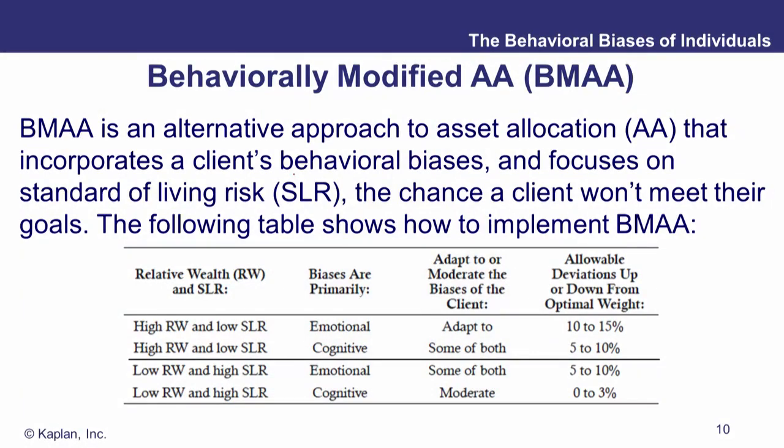Now, we already know, folks, don't we, that if the biases that your client is exhibiting are cognitive, you should try and educate them and moderate them. And if the biases that your client is exhibiting are emotional, then you don't try and remove them, you adapt the asset allocation for them. But there is another dimension in play here as well. This is your standard of living risk.